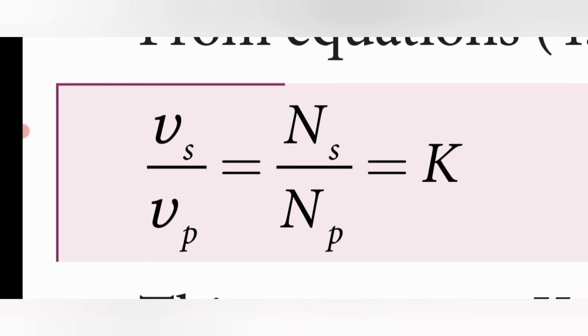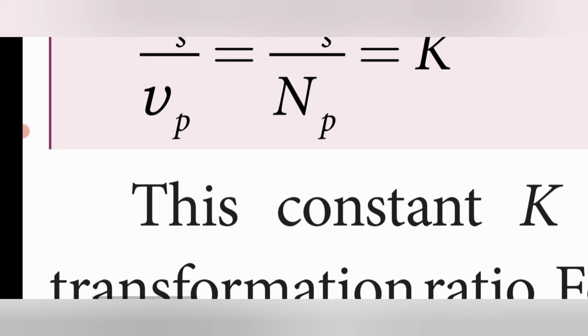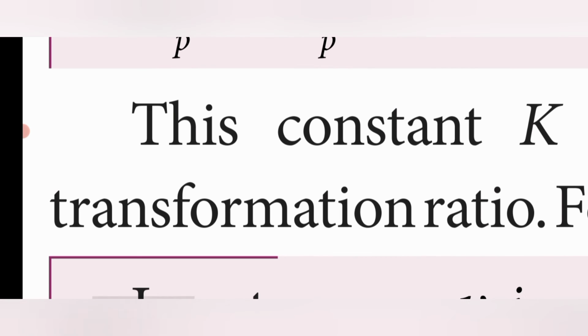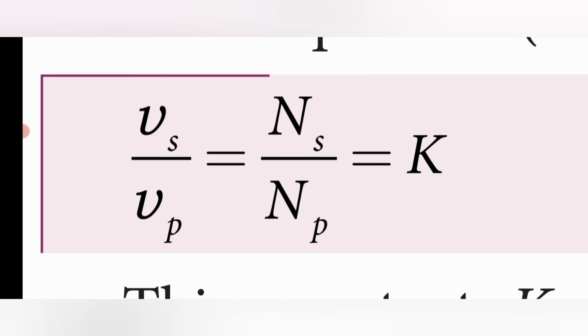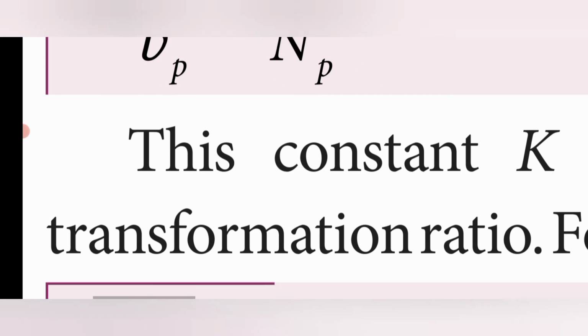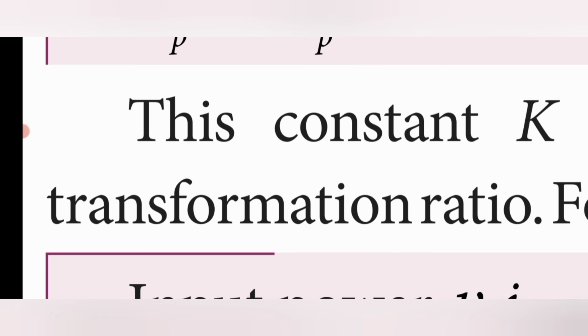So that is equal to K. K is known as the transformation ratio. That is one of the constants. Here Ns divided by Np is always a constant, because the number of turns in the secondary coil divided by the number of turns in the primary coil is fixed. We are not changing it at all. So for a transformer, that is considered as the transformation ratio.